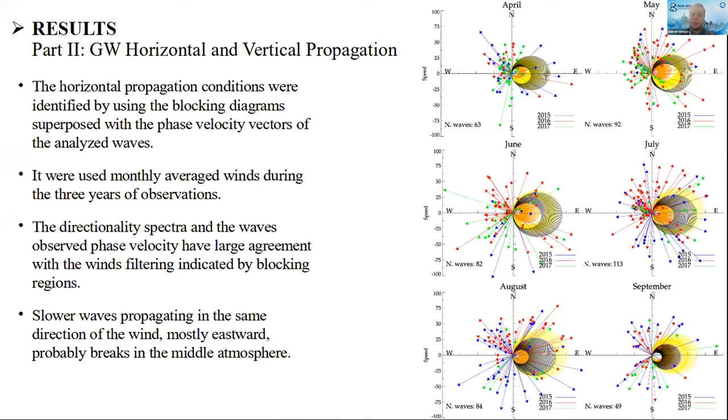And the ones with a component parallel to the wind had a large velocity. The directional aspect of the waves has large agreement with the wind filtering indicated by the blocking diagrams. As we can see, slower waves propagating in the same direction as the wind, mostly eastward along the winter, probably break in the middle atmosphere.